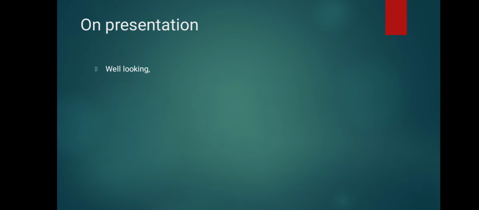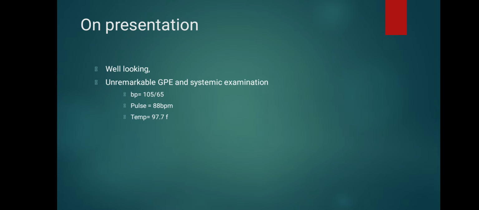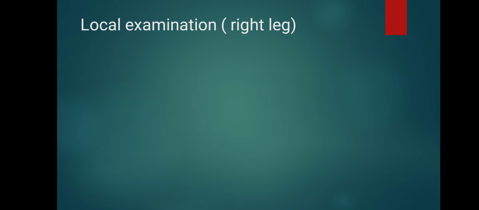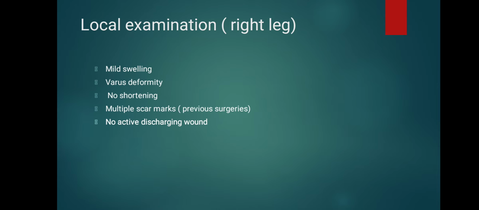On presentation, she was a well-looking child, very cooperative, sitting comfortably on the couch with an unremarkable general physical examination, and systemic examination was perfectly normal. Her vitals were in the complete normal range. Upon local examination of the right leg, there was mild swelling with a varus deformity. There was no shortening, but multiple incision scar marks corresponding to previous surgery. There was no active discharging wound.